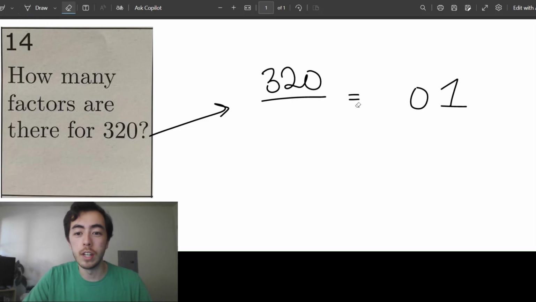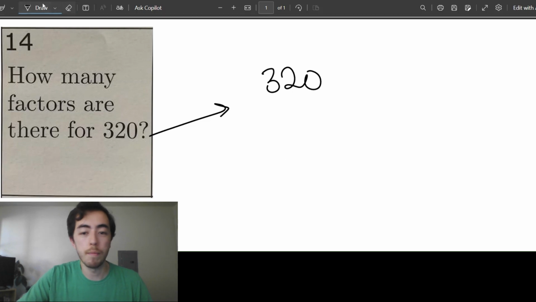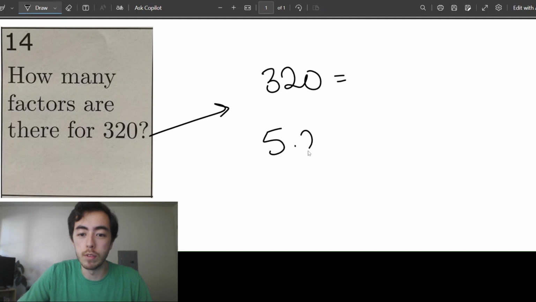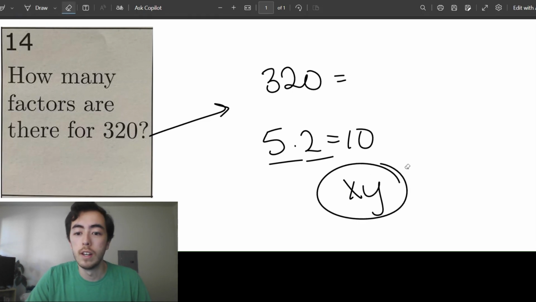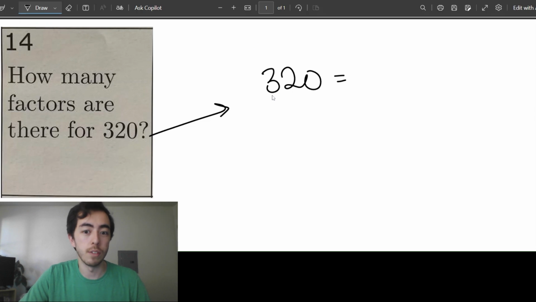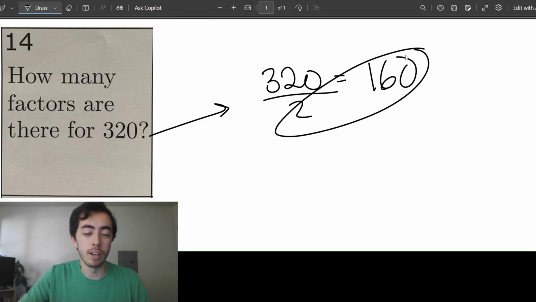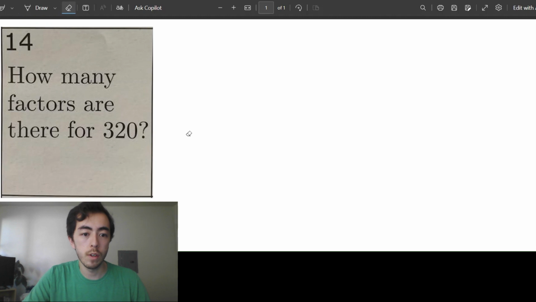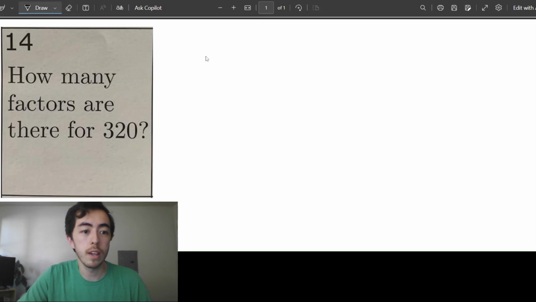A factor is just a number that multiplies to get another, and more broadly, it's just a thing being multiplied. So if I do 5 times 2 equals 10, these things are both factors. Also, if I just do x times y, both of these are also factors. So when we're trying to find factors of 320, we could also just think about it as finding divisors, because ultimately those are kind of synonymous. Here, 2 and 160 are some factors already. So let's just go down the list and see what we can make.